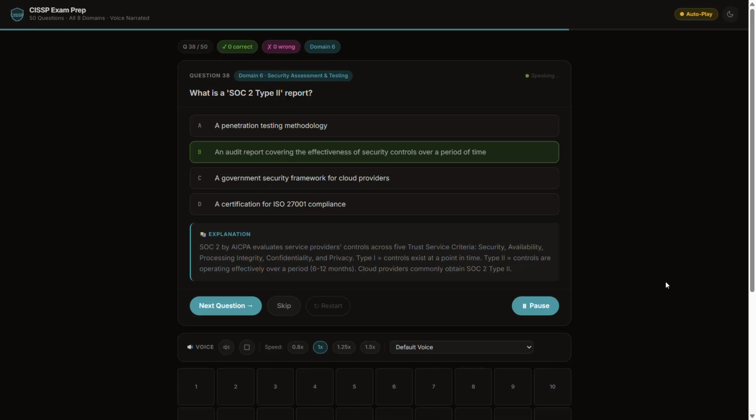Correct answer: B. SOC 2 by AICPA evaluates service providers' controls across 5 trust service criteria: security, availability, processing integrity, confidentiality, and privacy. Type I equals controls exist at a point in time. Type 2 equals controls are operating effectively over a period, 6 to 12 months. Cloud providers commonly obtain SOC 2 Type 2.